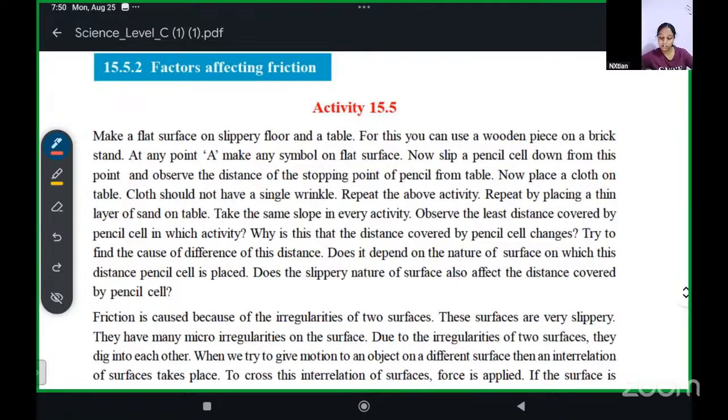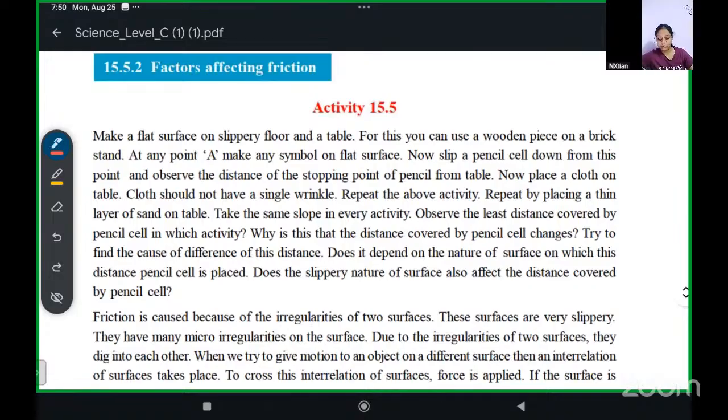Now place a cloth on the table. The cloth should not have a single wrinkle. Repeat the above activity. Repeat by placing a thin layer of sand on the table. Take the same slope in every activity. Observe in which activity the least distance is covered by the pencil cell. Why is this? The distance covered by the pencil cell changes. Try to find the cause of the difference.